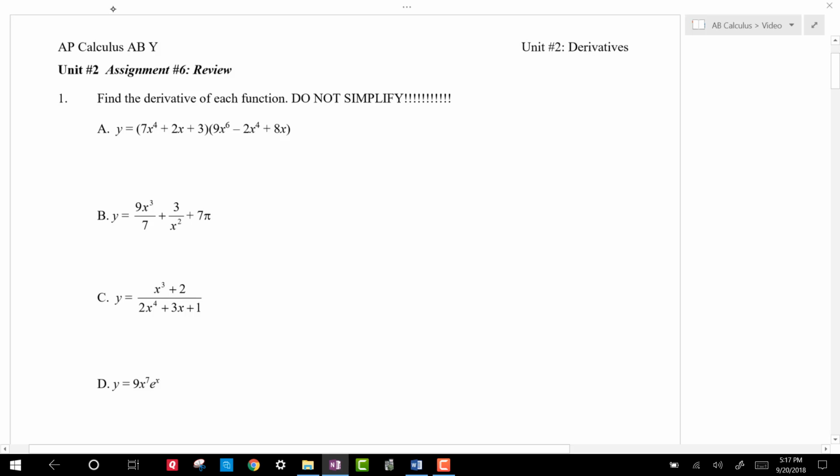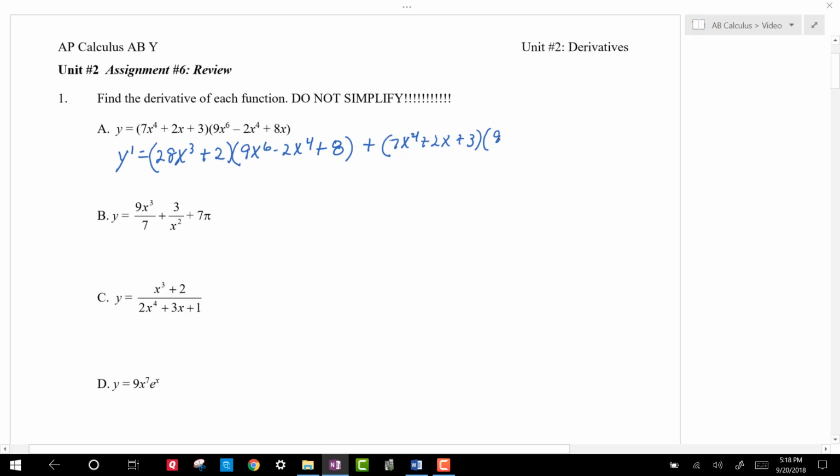So this is a product rule, and so we're supposed to take y prime is going to equal the derivative of the first. That's going to be 28x to the third. We're going to reduce the exponent by 1 plus 2, and that first part is done. The derivative of 3 would be 0, so we're taking the derivative of the first times the second, so that's going to be 9x to the sixth minus 2x to the fourth plus 8x, and then we're going to add the first part, so that's 7x to the fourth plus 2x plus 3 times the derivative of the second part.